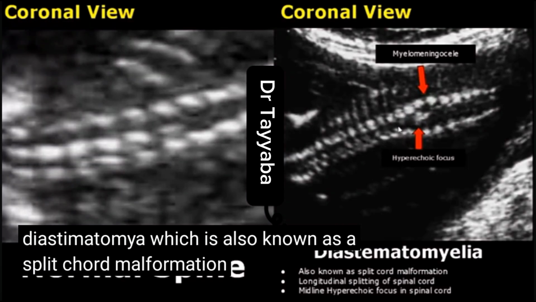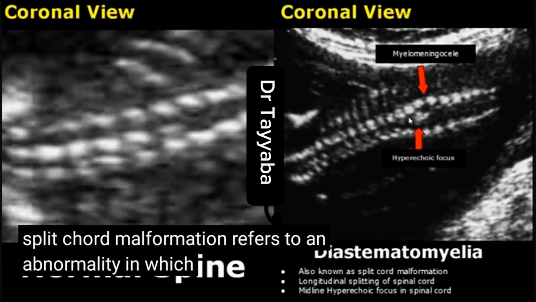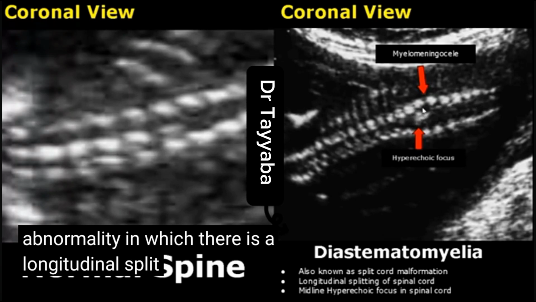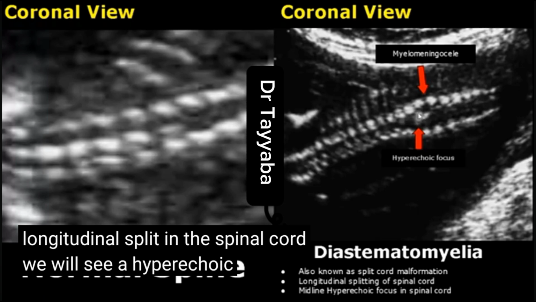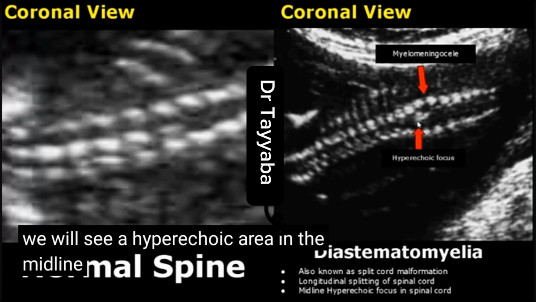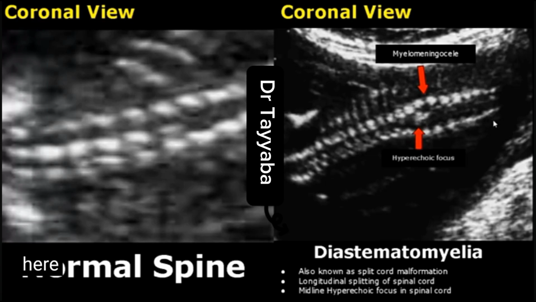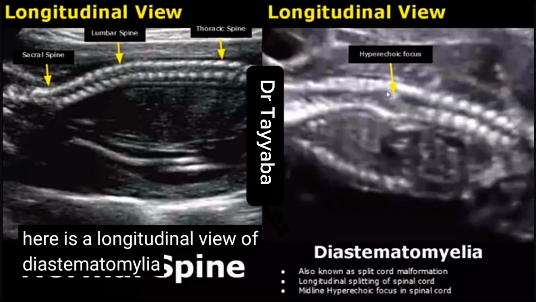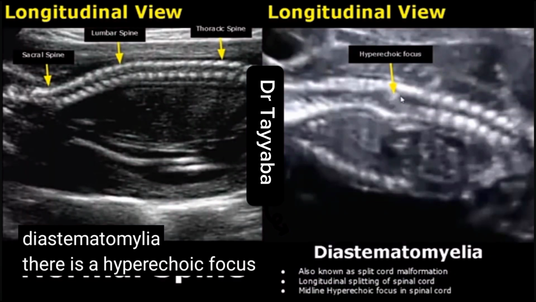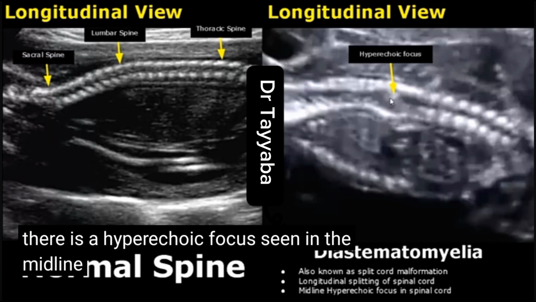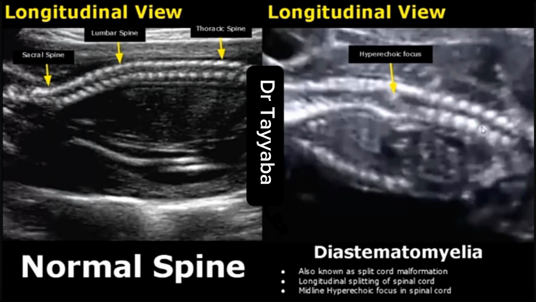Diastematomyelia, which is also known as split cord malformation, refers to an abnormality in which there is a longitudinal split in the spinal cord. We will see a hyperechoic area in the midline, and it's a strong sign of this disease. Here is a longitudinal view of this anomaly. There is a hyperechoic focus seen in the midline.